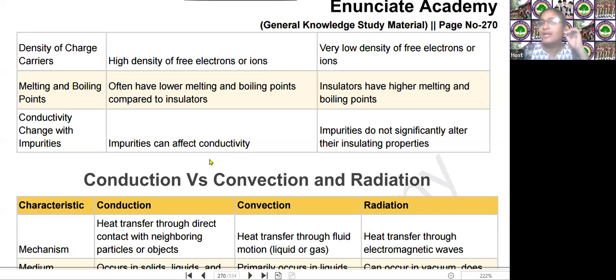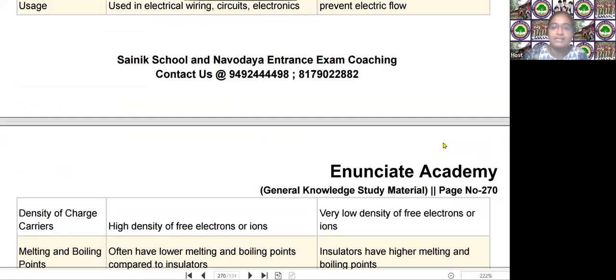If conductors have high impurities, their conductivity is decreased. Pure gold has very high conductivity, but if we add copper or any other material, that added material is an impurity. So if you add that impurity, the gold has lower conductivity. That is the nature. If the conductors have impurities, the conductivity is decreased. But in insulators, impurities have no effect on conductivity.